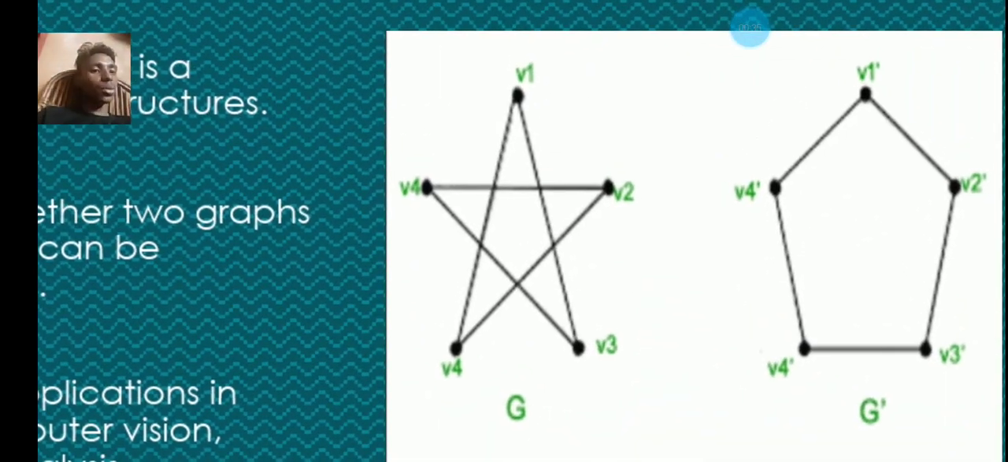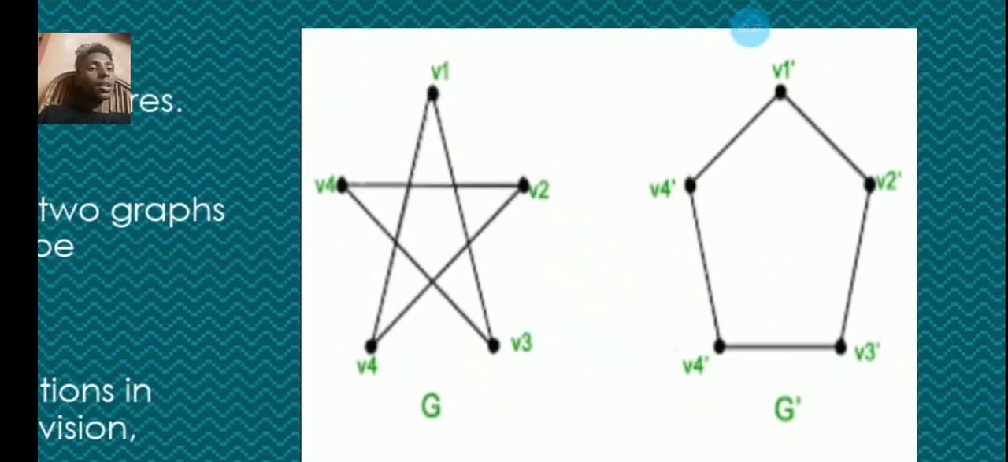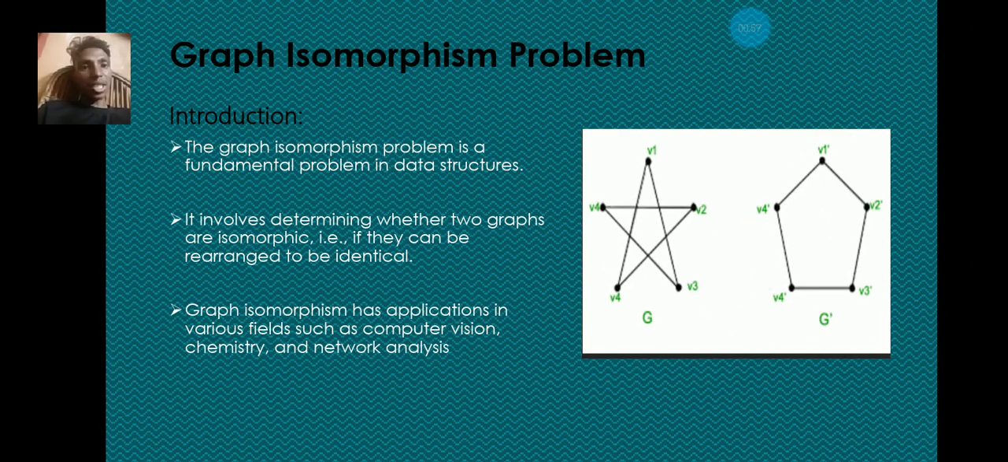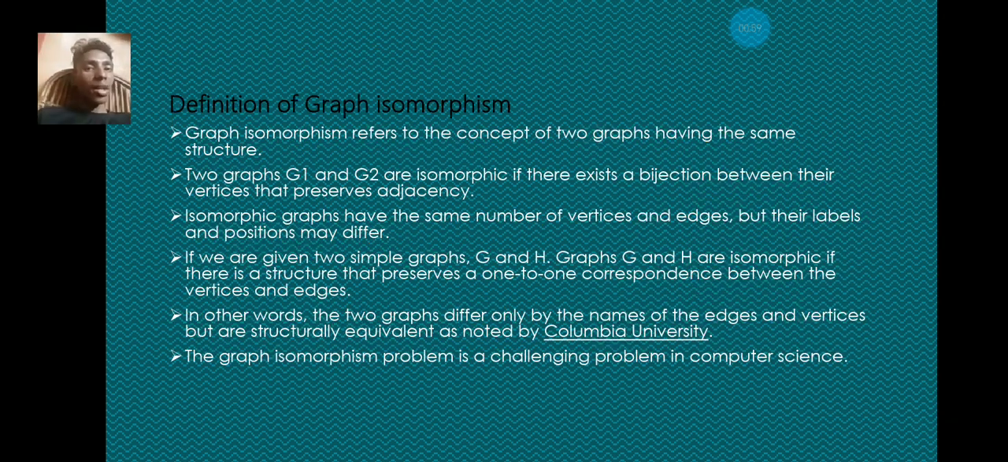Here we can see two different shapes labeled G and G dash, which we can consider as G1 and G2. Here we can see the two figures have the same number of vertices but they are joined in different ways. This is a perfect example of isomorphism. Now we will see the definition of isomorphism.